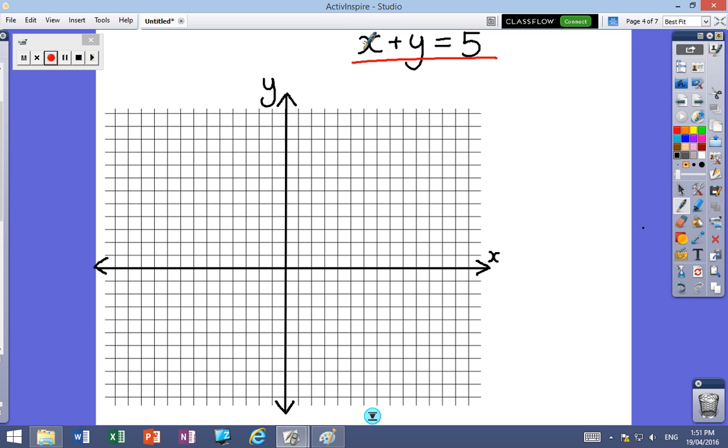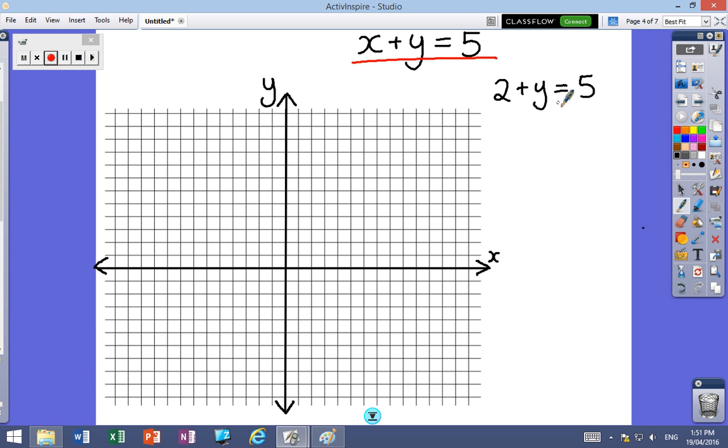Now I could replace it with any number I want, so I'm going to choose a simple one to begin with, and I'm going to say x equals 2. So what I'm going to do is rewrite this linear relationship, but I'm going to replace x with a 2. So 2 plus y equals 5. Now I've made an equation.